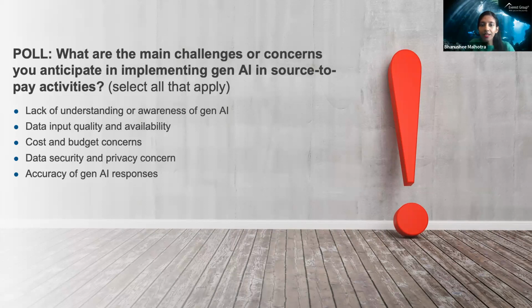I think we can share the results now. So 62% of you say that data security and privacy is the key concern, followed by data input quality and availability, which is at 55%, and then the accuracy of GenAI responses. So 50% have been finding that a key challenge.